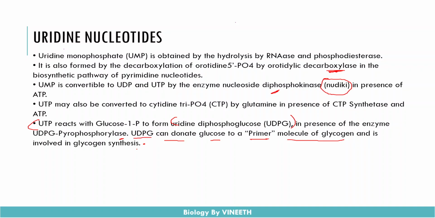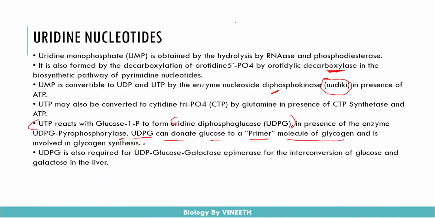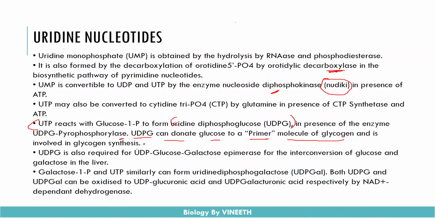The formed UDPG, uridine diphosphoglucose, can also get interconverted or epimerized to form UDP galactose. These are epimers of each other, like glucose and galactose are epimers. The special enzyme which converts the glucose to galactose is the epimerase. UDP glucose galactose epimerase converts the UDP glucose to UDP galactose. These two molecules, UDP glucose and UDP galactose, now get oxidized to form the uronic acids, UDP glucuronic acid and UDP galacturonic acid. These are formed by oxidation.